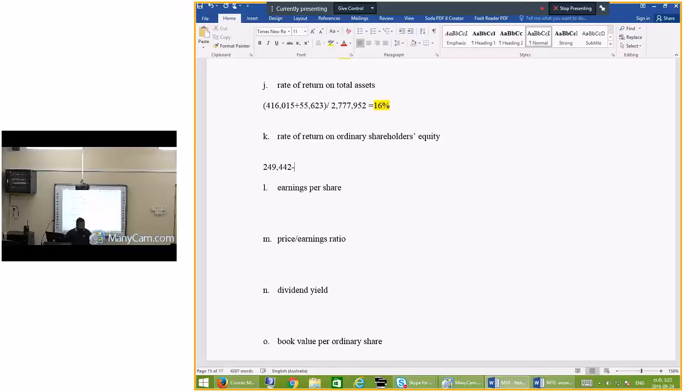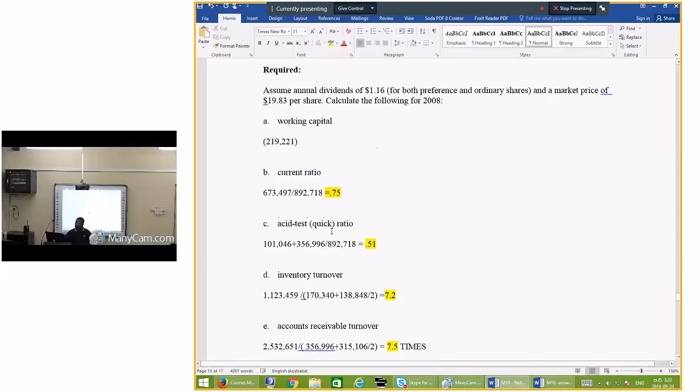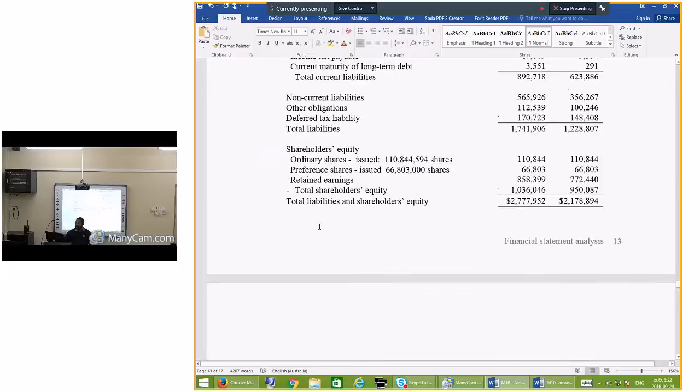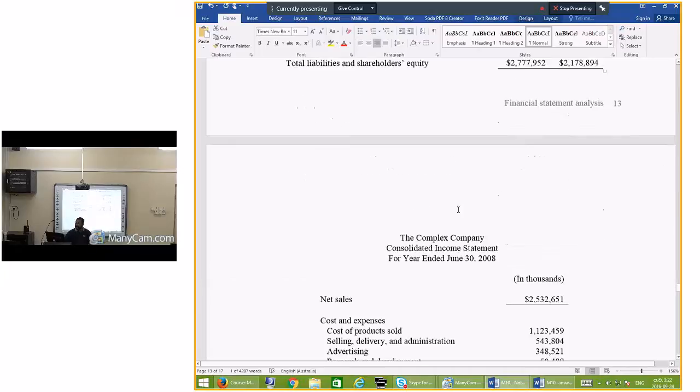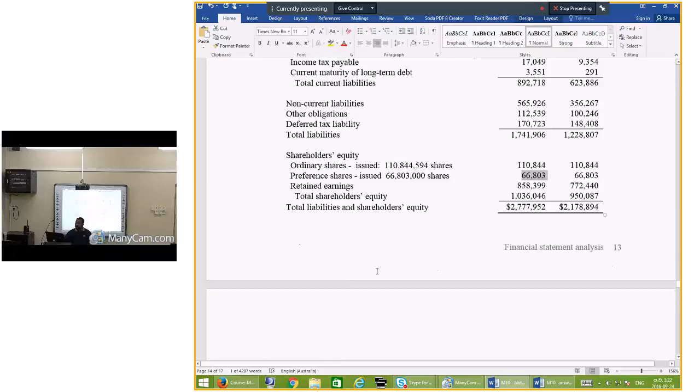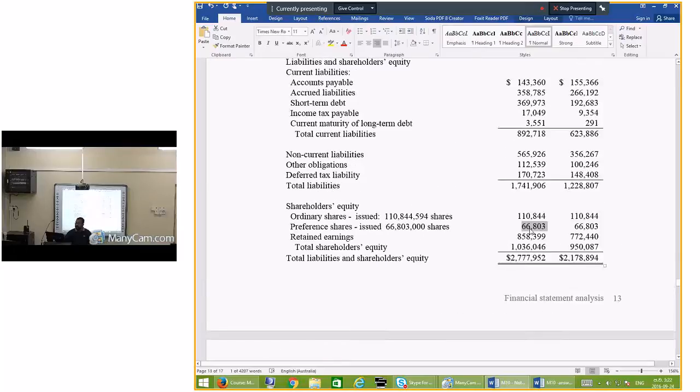Preference dividend, how much? Is it not available in the income statement? You can calculate here. Preference dividend, preference share 66,803. Assuming annual dividend 1.16 for both preference and ordinary shareholders. Therefore 1.16 into 803.